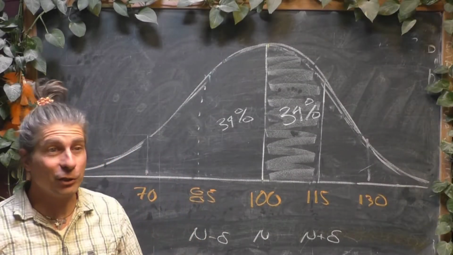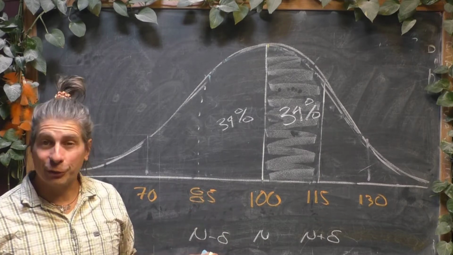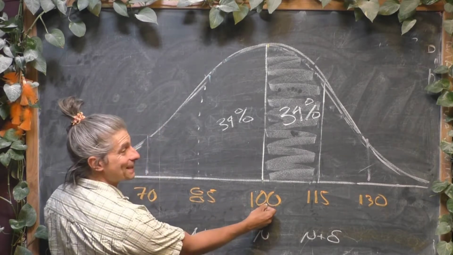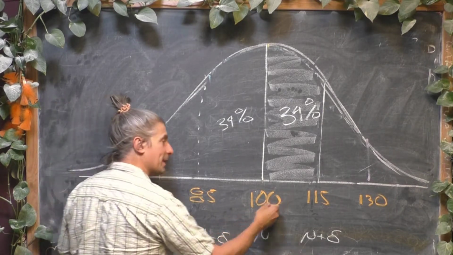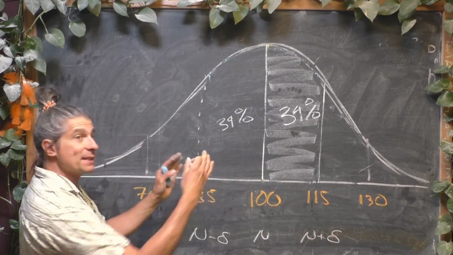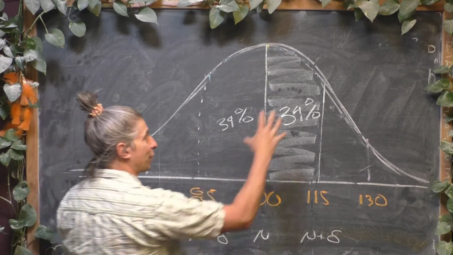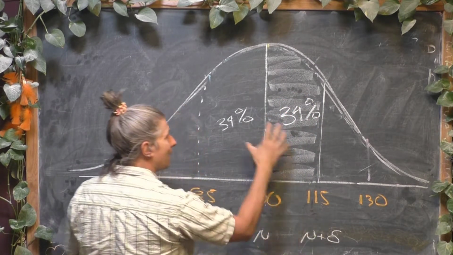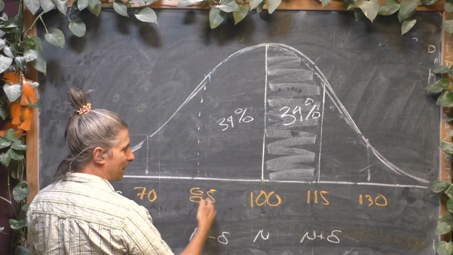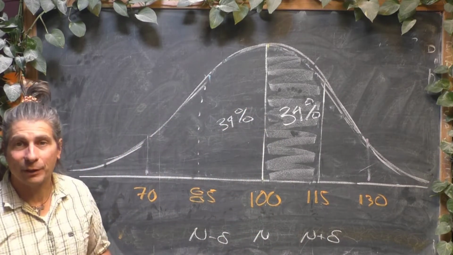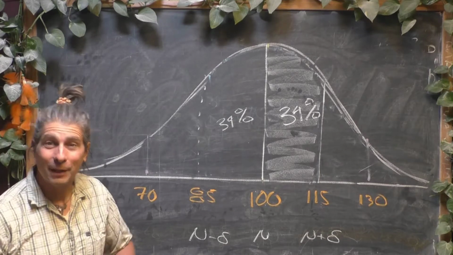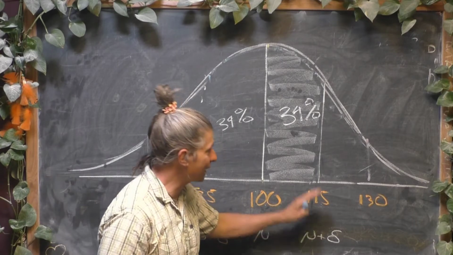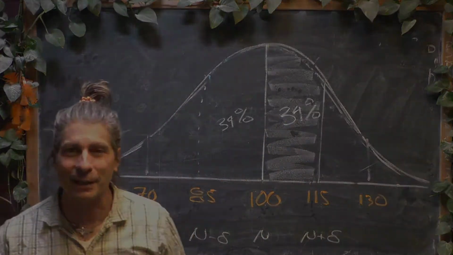Okay, now hopefully you realize there's no more work to do here. Because between 85 and 100 has to be the same percentage as between 100 and 115 because of the symmetry of the curve again. A third of the population has average to 115, and a third of the population has slightly below average to 100. I say slightly below average, that's a very wishy-washy term. But between 85 and 100, 34% of the population, and between 100 and 115, 34% of the population.